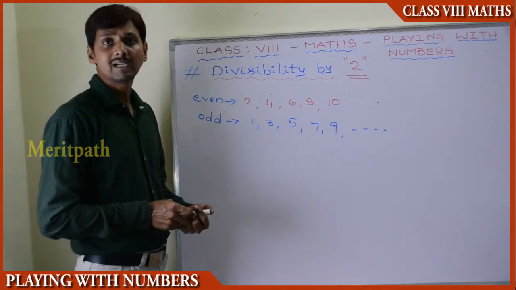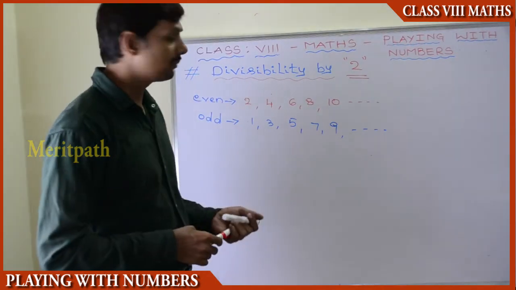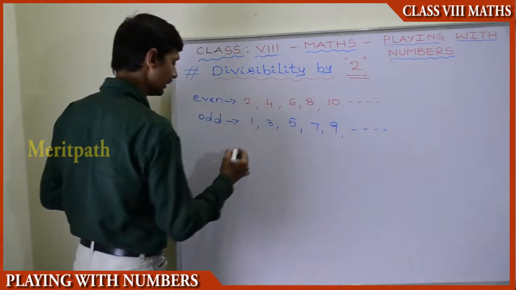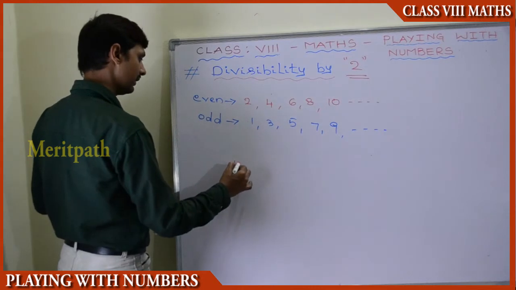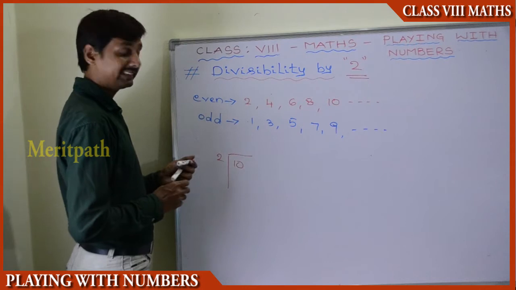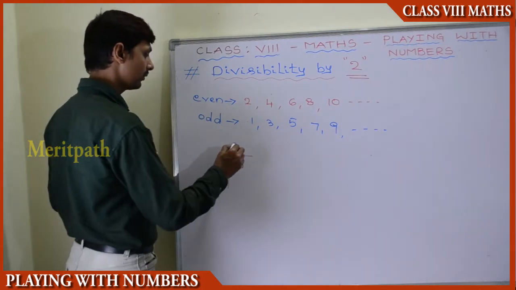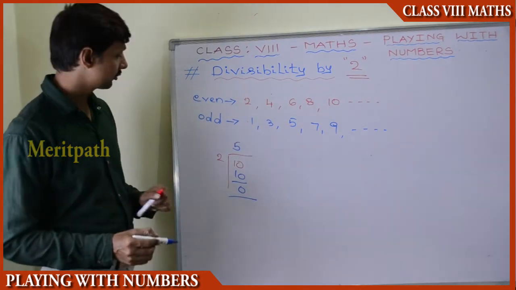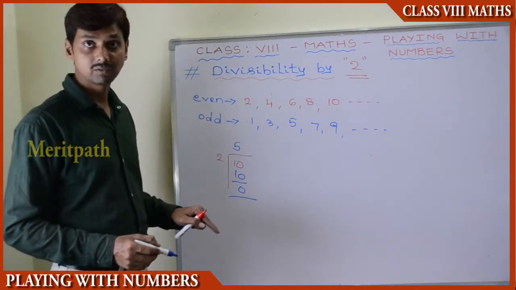So, let's see here. Let's take any one number from these even numbers. We have taken 10 from it, an even number. Let's divide by 2. So it cancels 5 times. 5 2s are 10. We got 0 as a remainder. So we have this right here: the even number is divisible by 2.